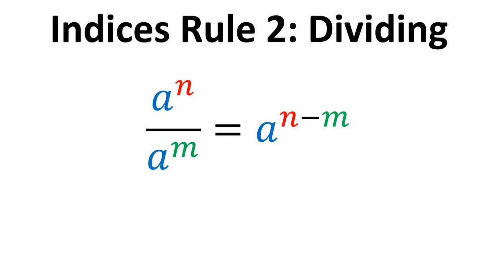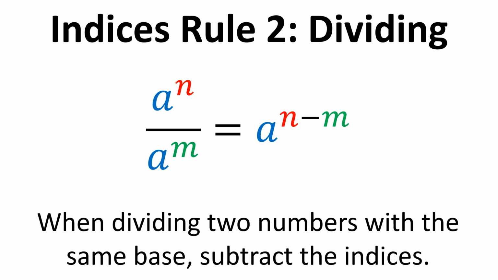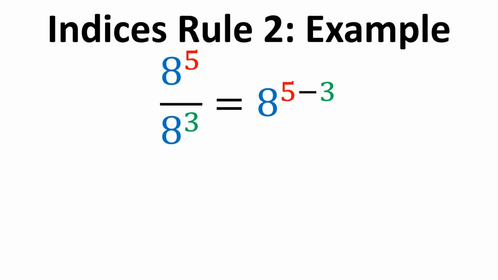Rule number 2 is dividing. So if we have a to the power of n divided by a to the power of m, then that will equal a to the power of n minus m. So when dividing two numbers with the same base, we subtract the indices. Again, we have an example for this. So we have 8 to the power of 5 divided by 8 to the power of 3, and that will equal 8 to the power of 5 minus 3, which is 8 to the power of 2.